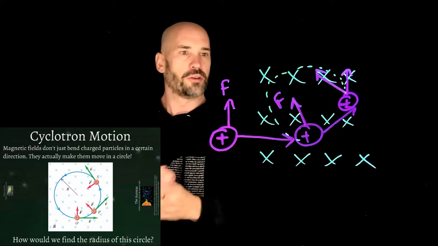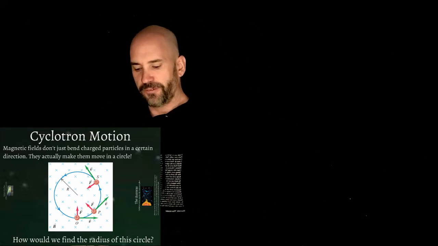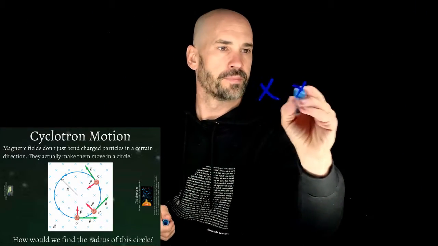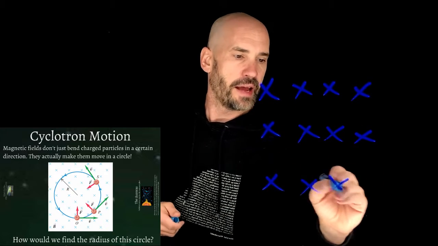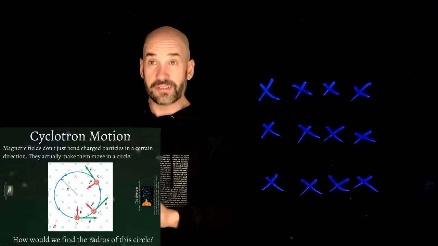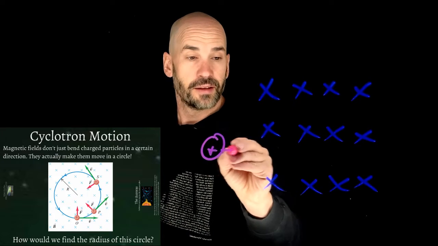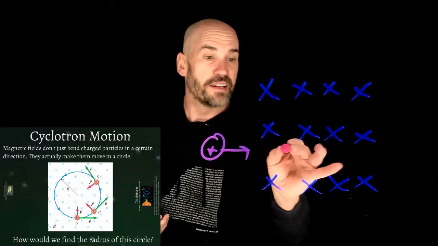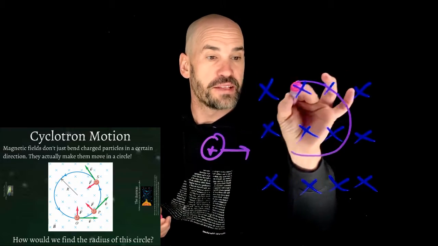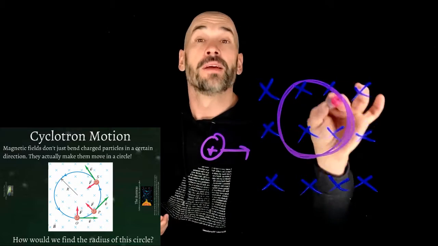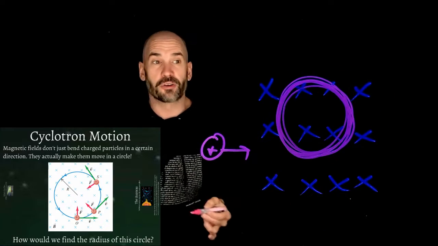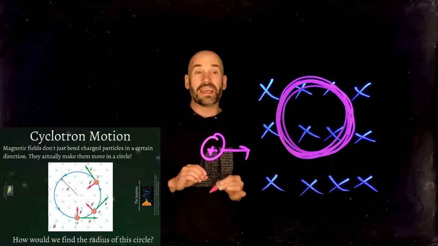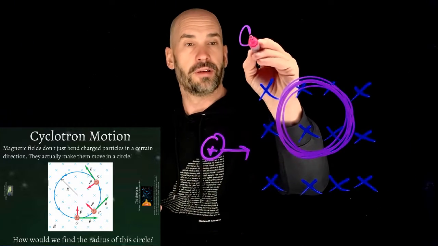So I'm going to go ahead and replace this with a full magnetic field, like this, and I have a particle that enters it like this, then you actually get circular motion where this spins around and around and around in a circle indefinitely, okay? And this is called cyclotron motion.